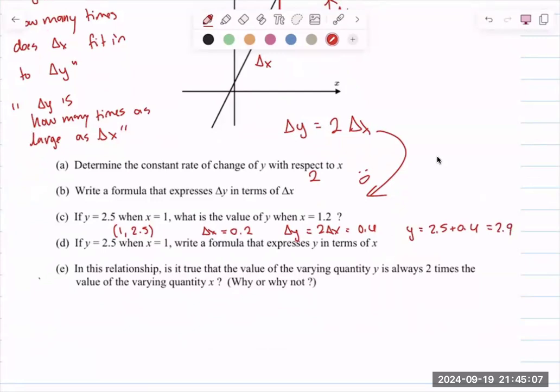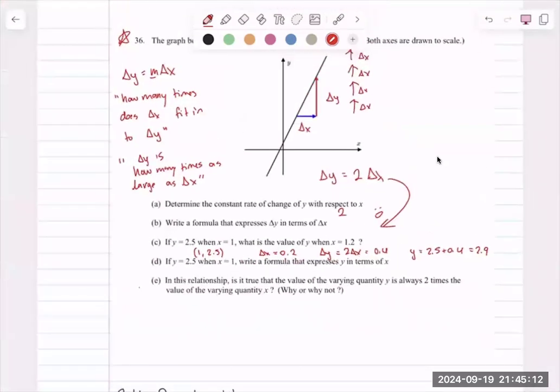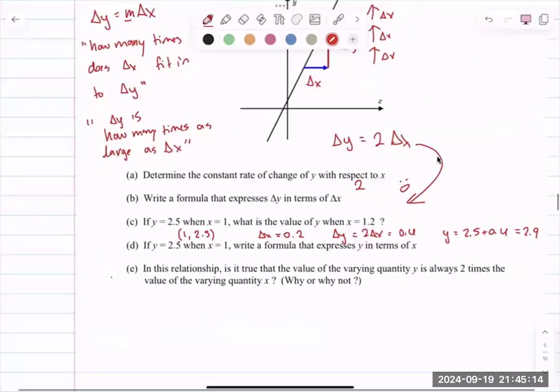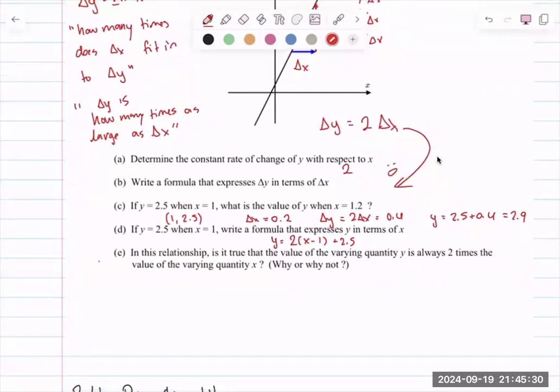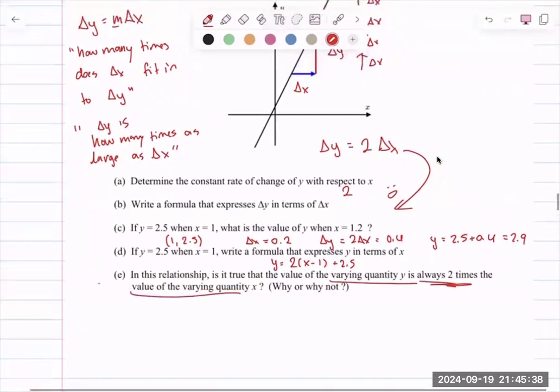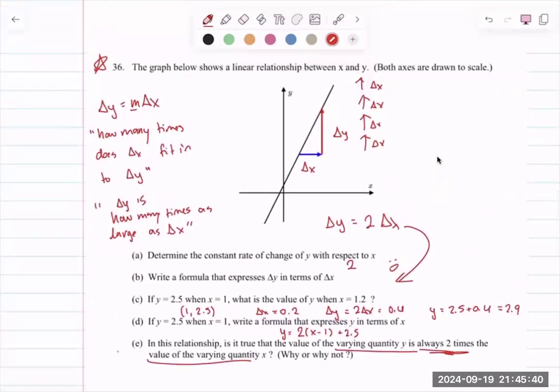Okay. So if y equals 2.5 when x equals 1, let's write a formula that expresses y in terms of x. We can go back to our equation here or derive it yourself. y is equal to 2 times x minus 1 plus 2.5. If you're confused on how I got that, go back to the previous one and try it yourself. So in this relationship, is it true that the value of the varying quantity y is always 2 times the value of the varying quantity x? Take a look at this graph. Would you say that y is always twice as large as x?